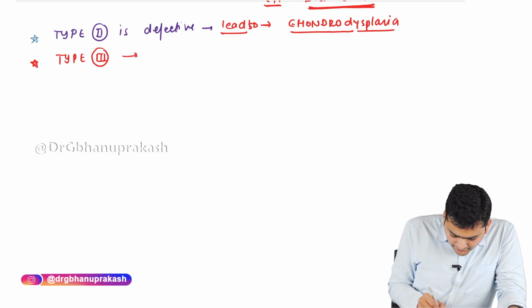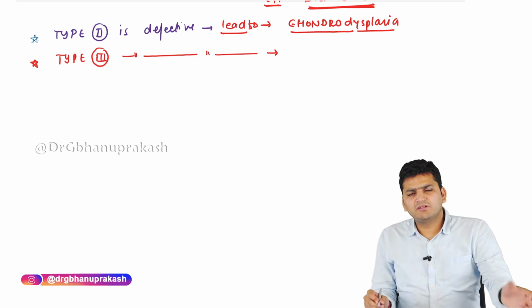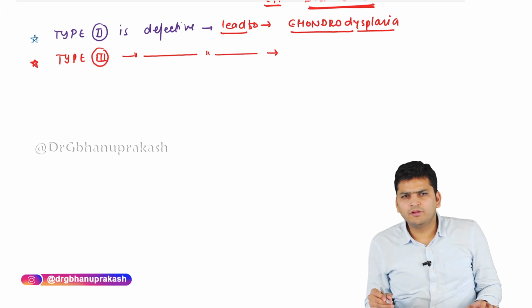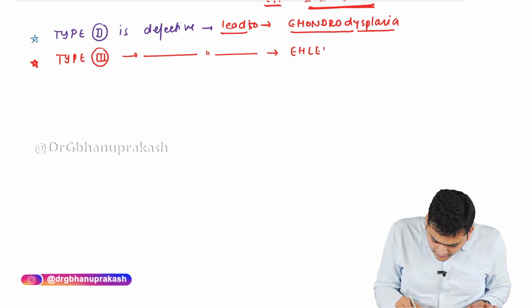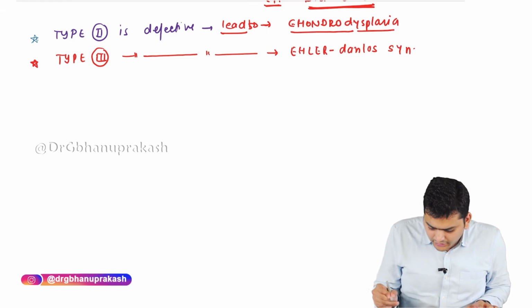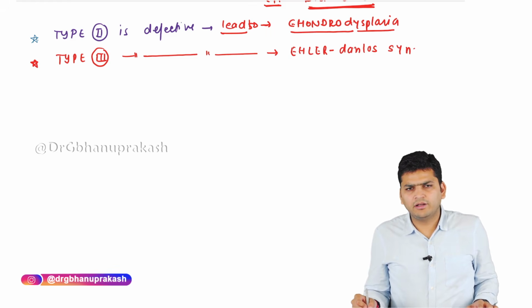If the type 3 is defective, it will lead to, see, type 3 is found in major blood vessels. If it is defective, it will lead to something called Ehlers-Danlos syndrome. Now what is Ehlers-Danlos syndrome?